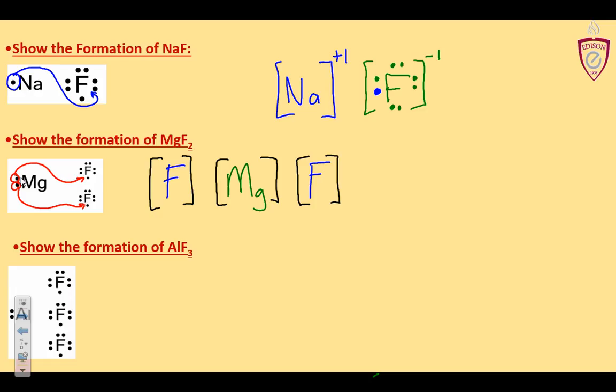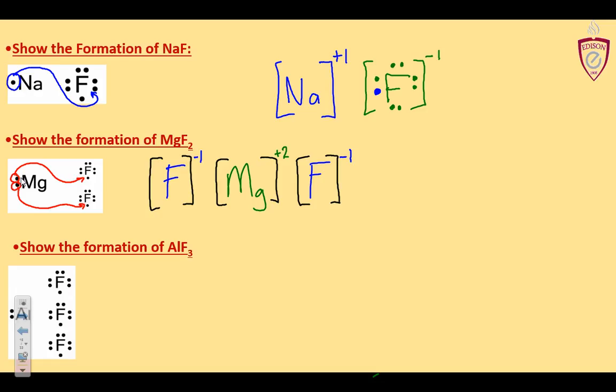Charges. ABC, charges. So charges for magnesium. Magnesium had 2 electrons. It lost 2. So the number is going to be 2, so it's got to be a positive 2 for magnesium. Each fluorine gained 1. So each one is going to have a negative 1 in the corner. Nice. A, B, C.